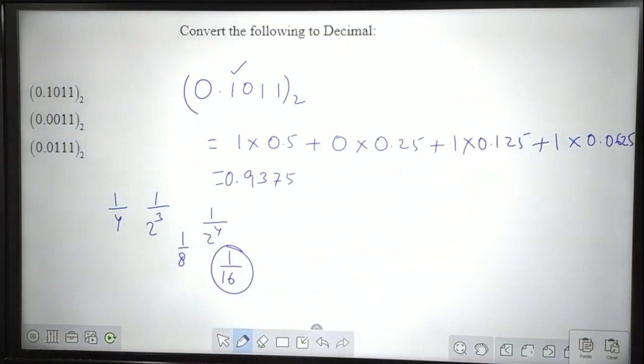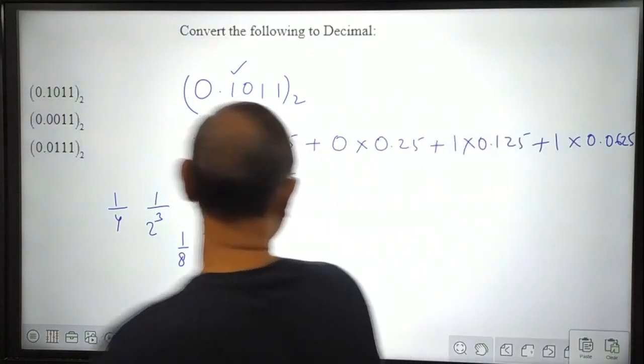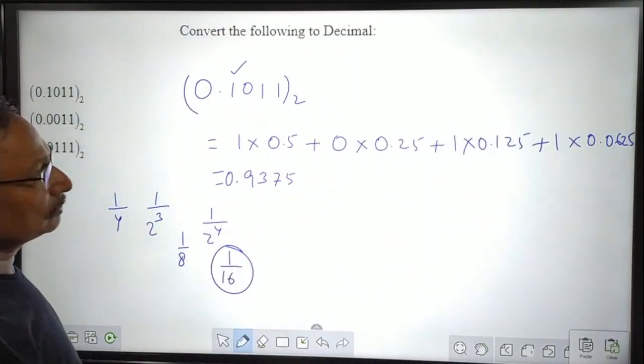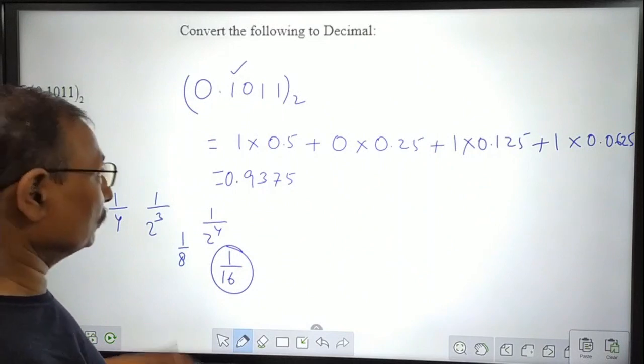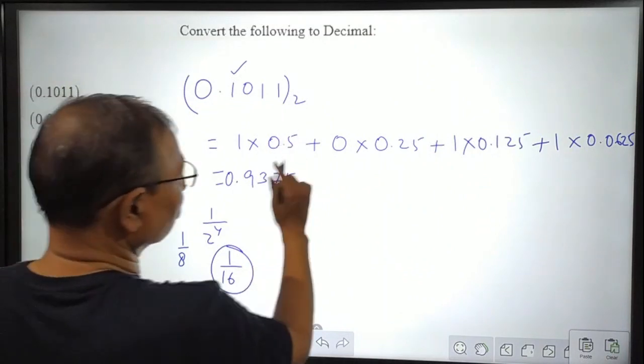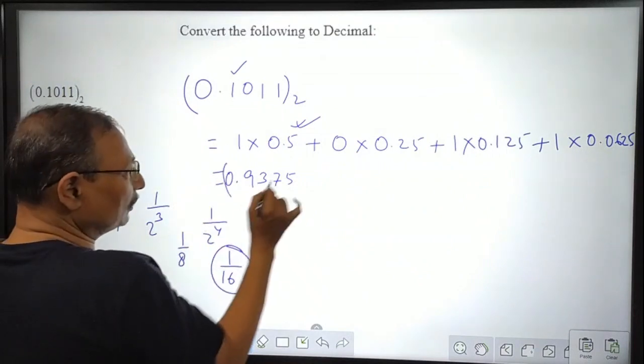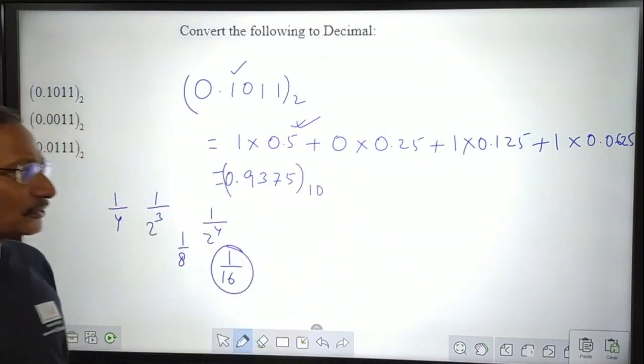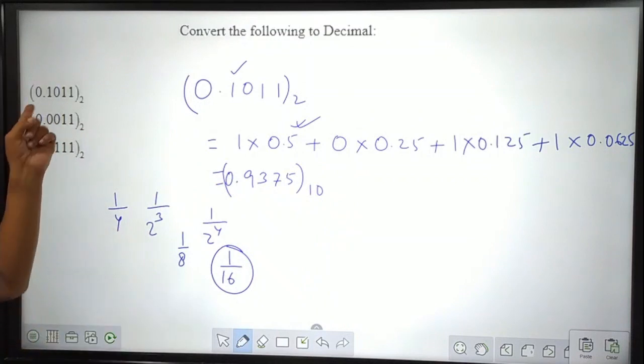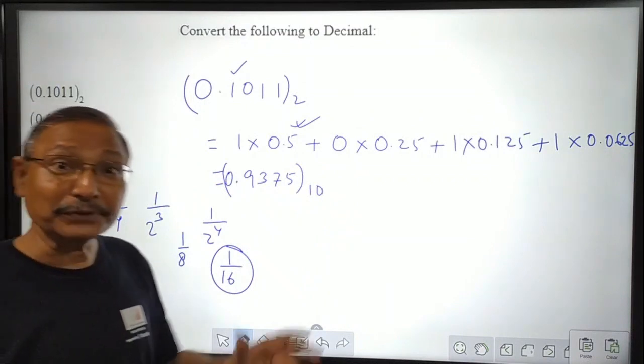The fourth digit, 5. 7, 8 plus 5 is 13, carry 1. So 1 plus 2 is 3, plus 1... so it will be 4 in place of 9. Sorry, yes, here we are having it. So this is the correct one. So we got the decimal conversion of this binary number, this binary fractional part.